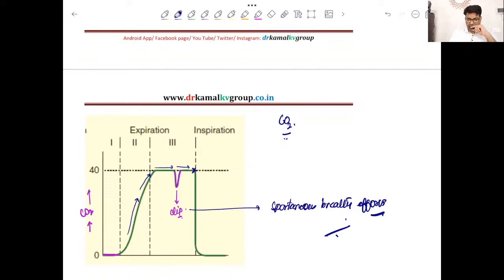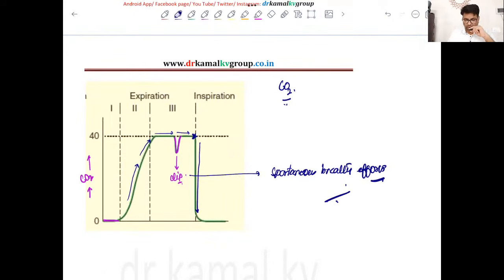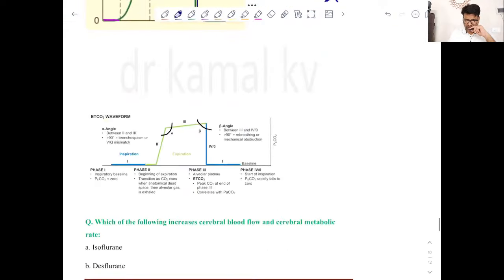And after that, at this point of the graph, the exhalation or expiration will stop. After that, the patient will inspire, and therefore the CO2 level will drop down to 0. Okay, so this is the end-tidal CO2, which is known as capnography. And if you have a dip like this, it is telling you that the patient is trying to breathe spontaneously. So that is spontaneous breathing effort.